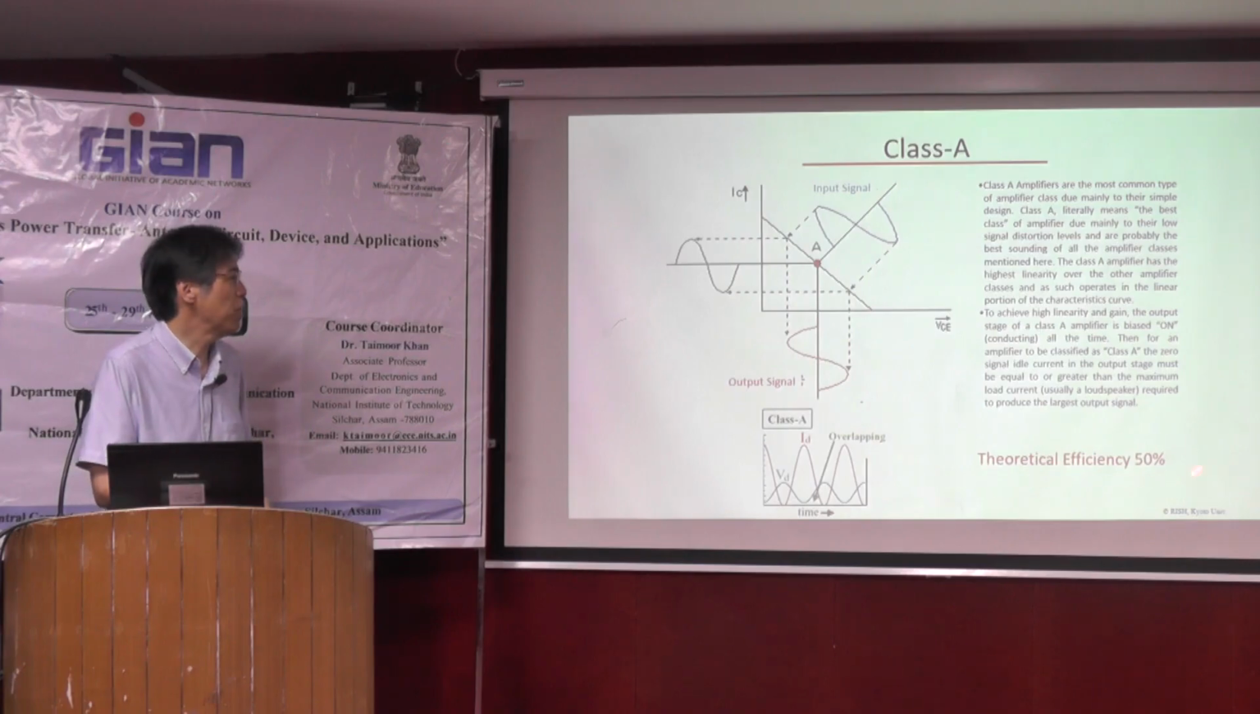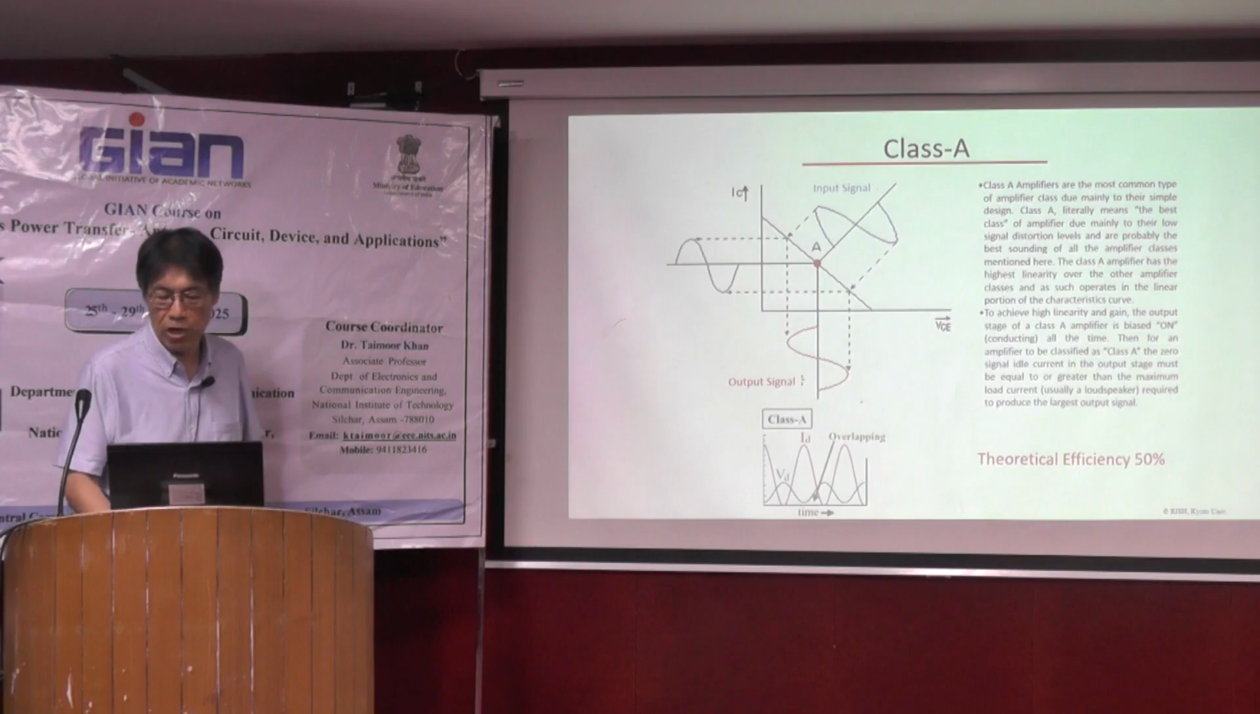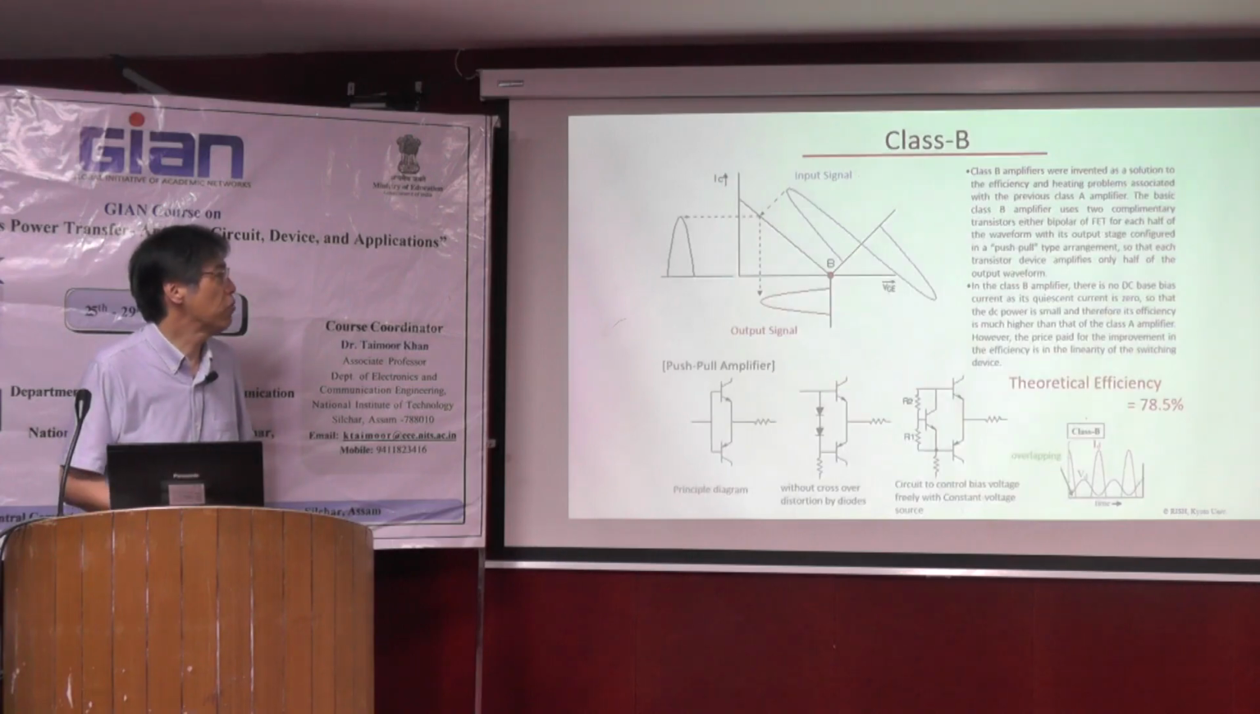And this efficiency is calculated from the overlap of the V and I as a loss. So here you can see there are a lot of overlapping points on the V and I. So in this class A, theoretical efficiency is only 50%. And class B, we move the bias point to the limitation where the current is 0.